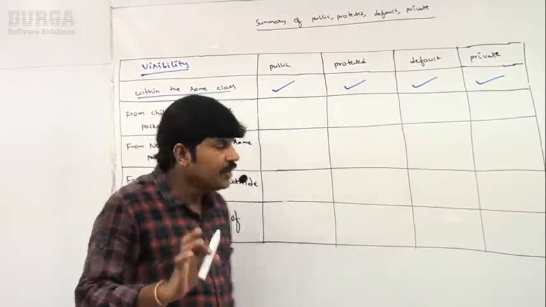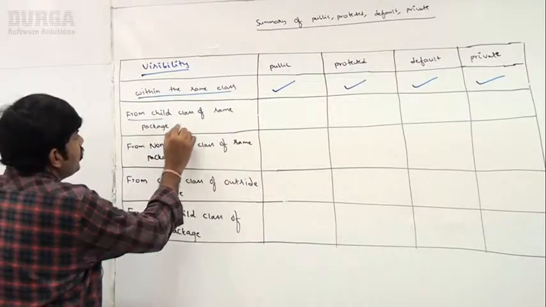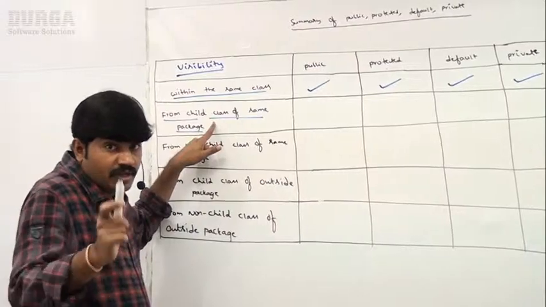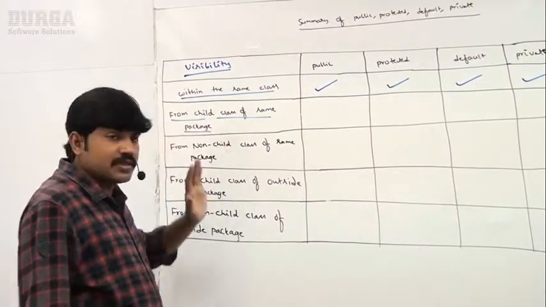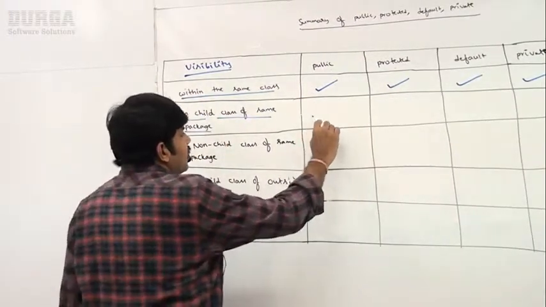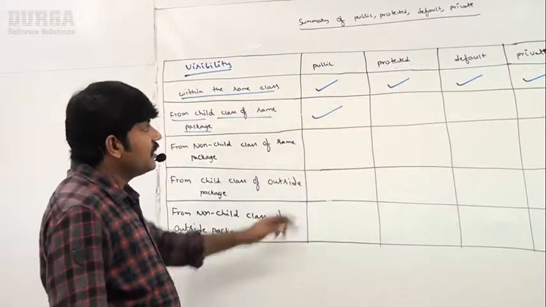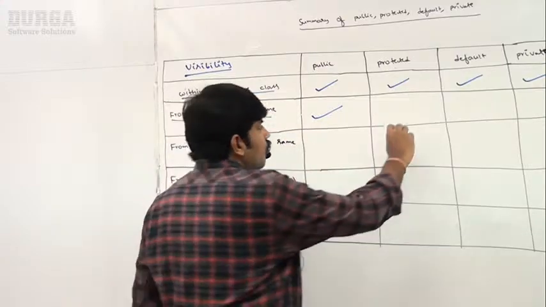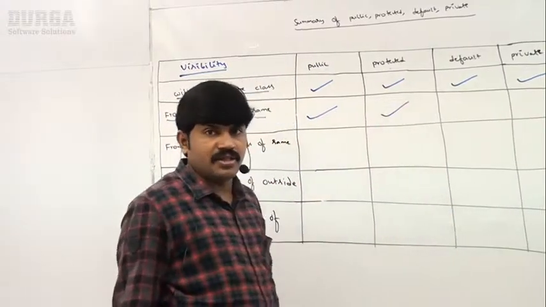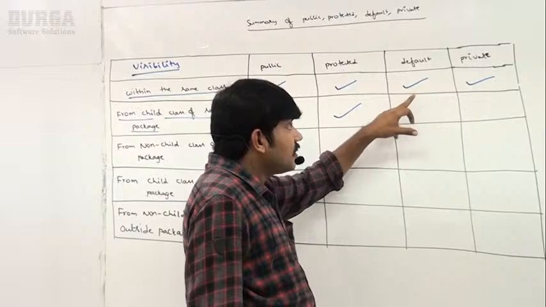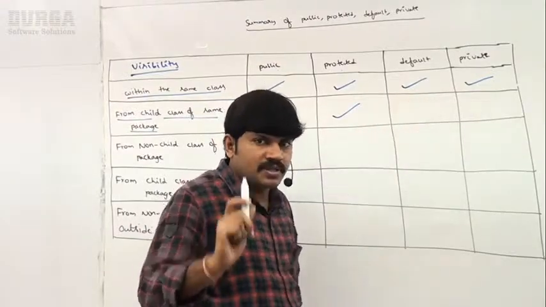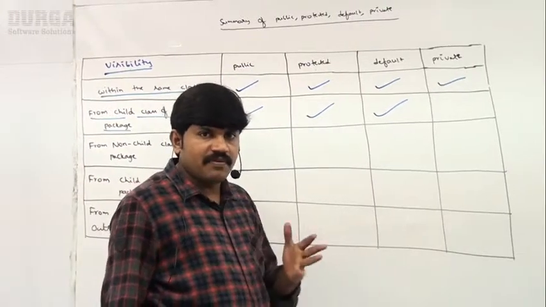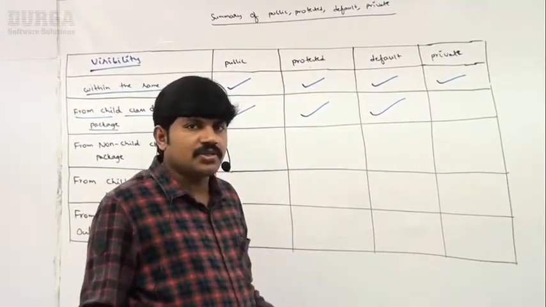Next, from a child class of the same package. You are in the same package, but from a child class: public, no restrictions. Protected within the same package, anywhere you can access, whether it is a child or non-child, no problem. Default members also, inside the same package you can access. What about private? Private, from outside of the class you can't access.